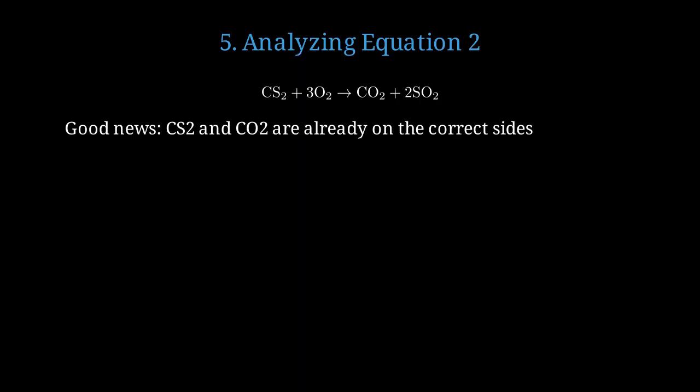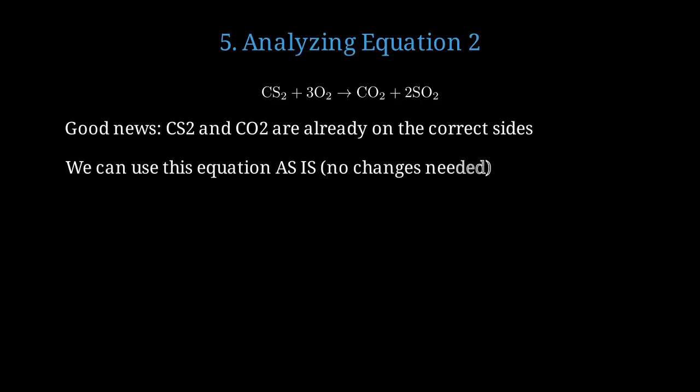Now let's look at the second equation. Equation 2 has CS2 as a reactant and CO2 as a product. The good news is CS2 and CO2 are already on the correct sides of the equation. So we can use this equation exactly as it is, with no changes needed. The enthalpy change remains negative 1,075 kilojoules per mole.